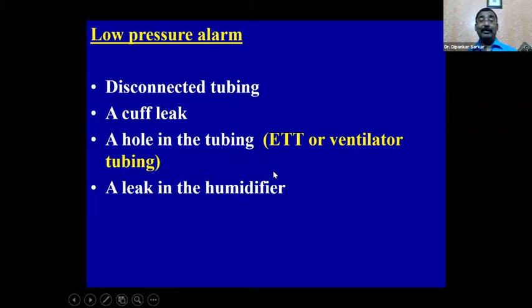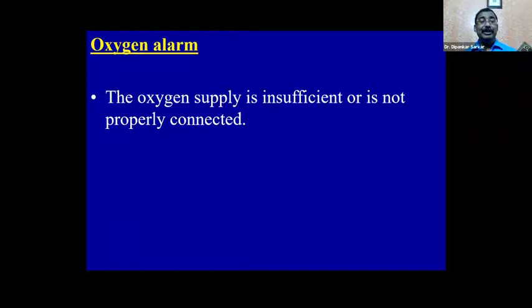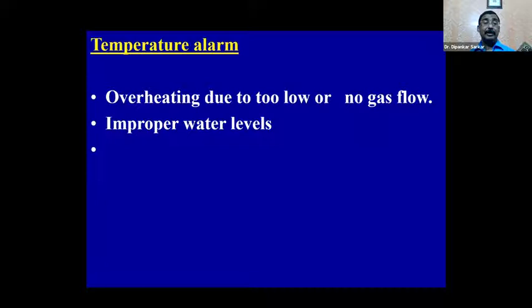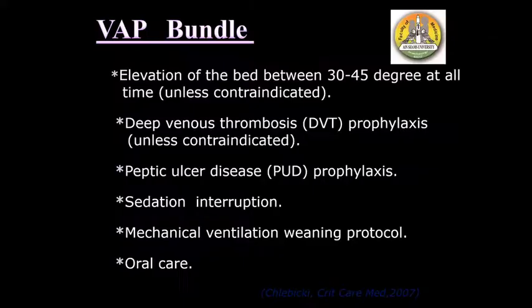If the oxygen alarm is there, there is insufficient oxygen supply or it is not properly connected, again, ask the facility to check it out. Temperature alarm, overheating is a problem because in the critical care unit, you need the temperature to be kept at a particular level.